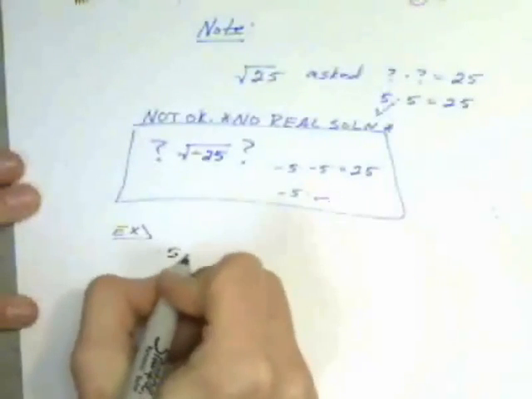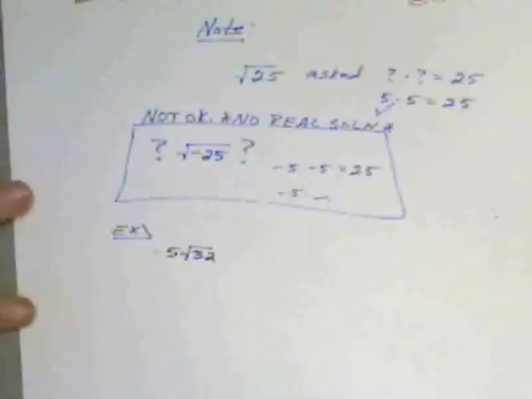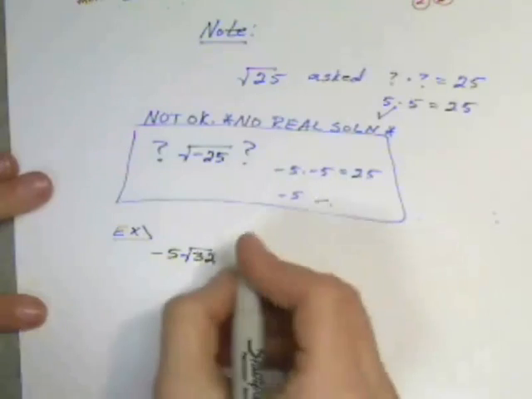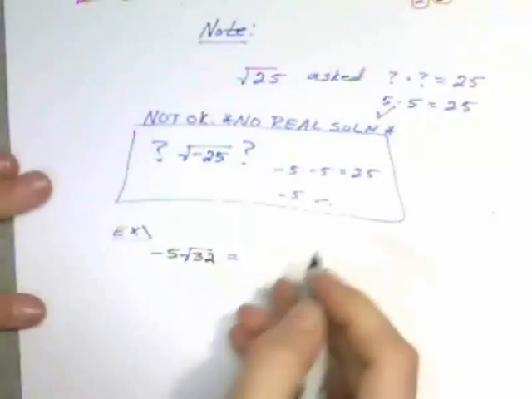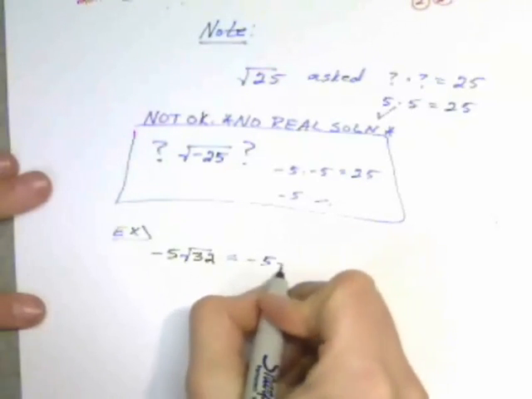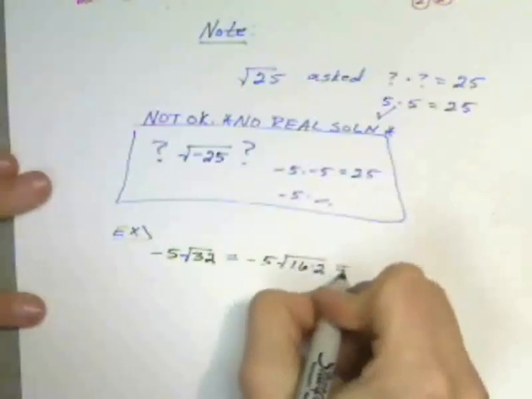Negative 5 times square root of 32. Or most people would just say negative 5 square root of 32. However you like to see it. To simplify this, you have a couple of ways. I know that 16 goes into that, and that's a perfect square, so I'm going to split it into its perfect squares by saying, you know what, that's the same thing as negative 5 square root of 16 times 2. You can do the other method if you want, I don't care.